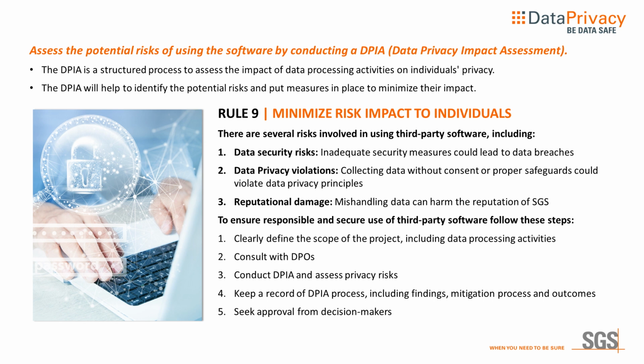There are several risks involved in using third-party software, including: 1. Data security risk that can lead to data breaches. 2. Data privacy violations, which is collecting data without consent. And 3. Reputational damage, which is mishandling data can harm the SGS reputation. To minimize the risk impact to individuals, please consider to clearly define the scope of the project, consult with the Data Privacy Officer, conduct a DPIA and assess privacy risk, keep a record of the DPIA process and seek approval from decision makers.